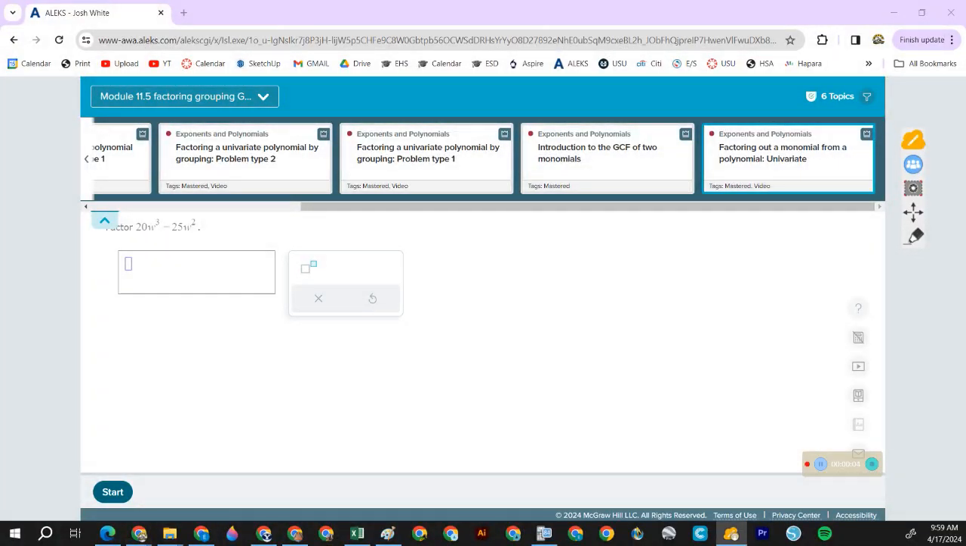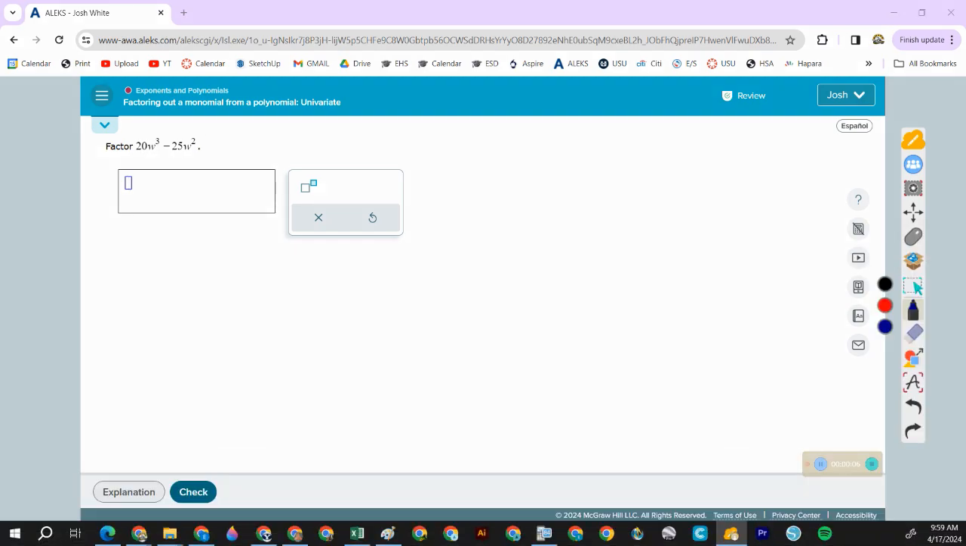So starting off here, we're going to factor this binomial, and we're going to pull out what 20w to the third and negative 25w squared have in common. They share a 5w squared. So if I pull out 5w squared, I get 4w minus 5. Easy enough.